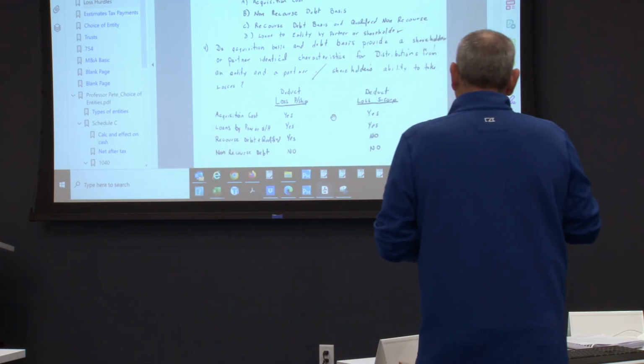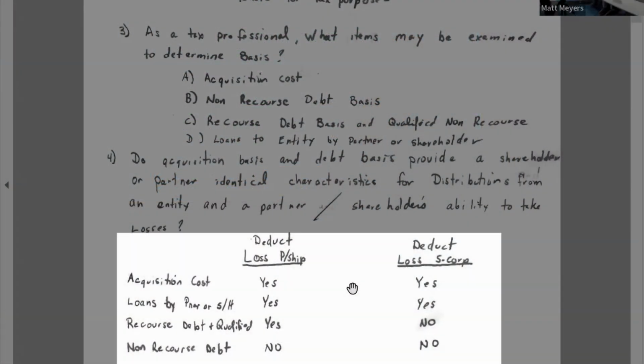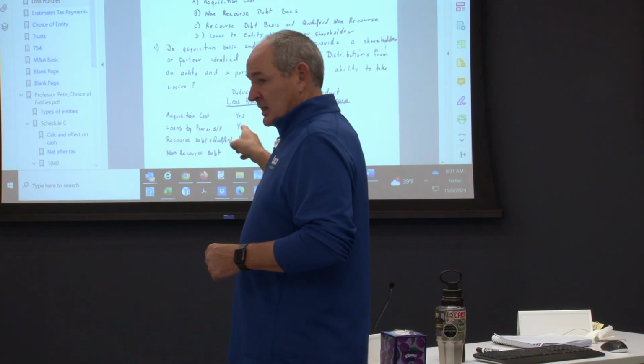Okay. So I'm saying acquisition costs, which everybody can wrap their head around. I bought something for $200. My acquisition cost in that item is $200. Everybody can wrap their head around that. Okay. Loans by a partner or shareholder to the entity. So Stuthman owns organization B. Stuthman makes a loan to organization B of $100. If Stuthman is the lender to that organization, that provides basis.